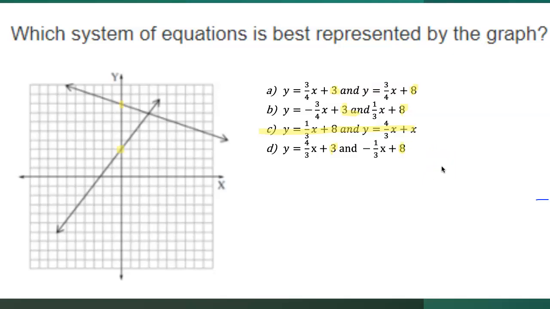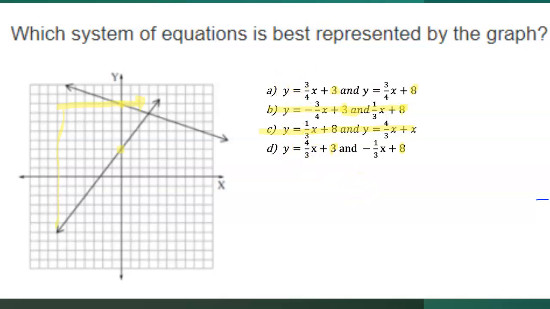Okay. The next thing I would look at is my type of lines. I can see that this line right here is rising and going to the right, meaning it's rising and running to the right, which makes it positive. And that's the line with a y-intercept of 3. So if we go through here, this has a positive slope. This one doesn't. So I can take that one out. And this has a positive slope. Now I'm down to 2 out of 4 answer choices.